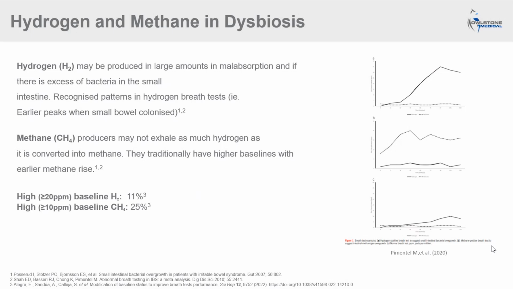And what we observe are specific patterns during hydrogen breath tests. For example, a rapid rise and an earlier than expected peak when the small bowel is colonized by bacteria. For methane producers, they may not exhale as much hydrogen as it's being converted into methane, and they traditionally have higher baselines and an earlier methane rise on breath tests.